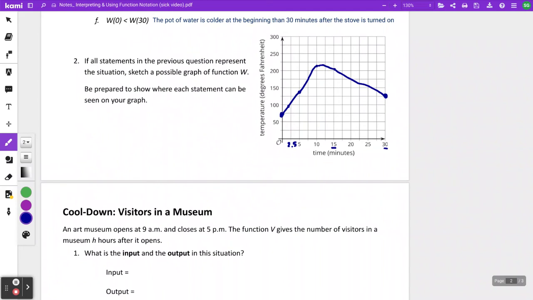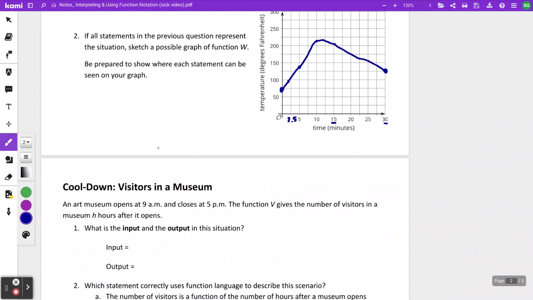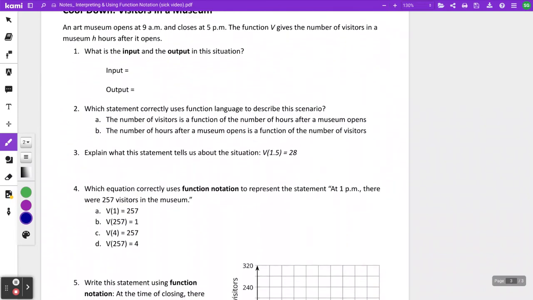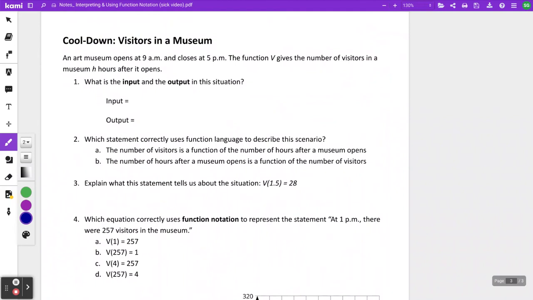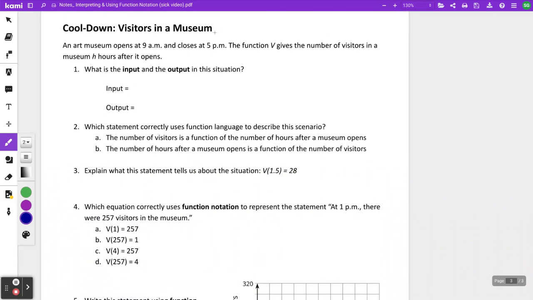So this is going to be like a Thursday check-in for this. The cool down is longer. It's got 6 questions, which I know is a lot, but it's longer because it's got review questions on all 3 of the lessons we've covered so far. So at this point in time, I encourage you to go ahead, pause the video, and try to complete the cool down, and then come back to get those answers.